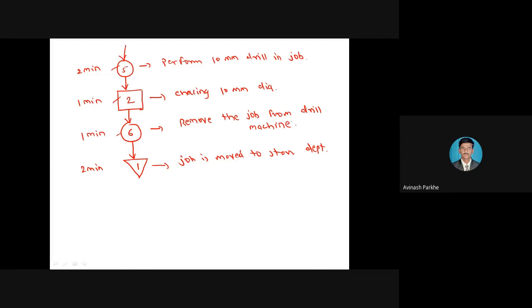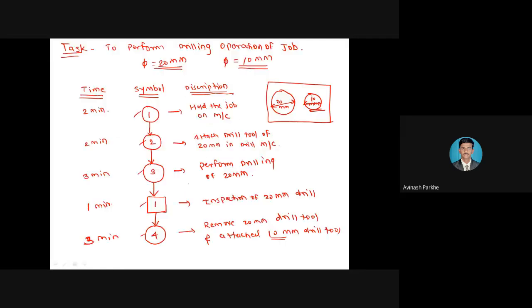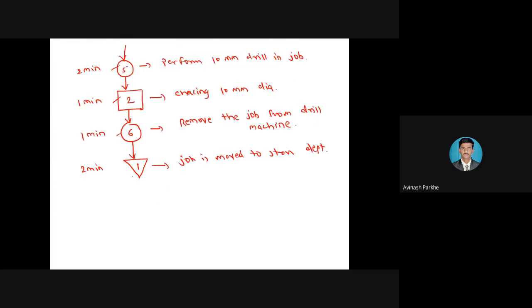So like that, from start to the end, whatever the activities I have performed, all those activities can be represented in a symbolic manner. Here I have used three symbols. One is the capital O, represented by a circle. One more symbol is a rectangle or square, which is called inspection. And at the end, I have used one inverted triangle, which is called storage.